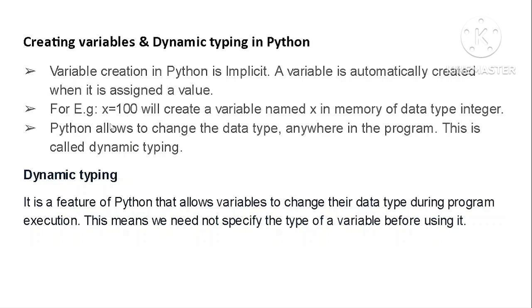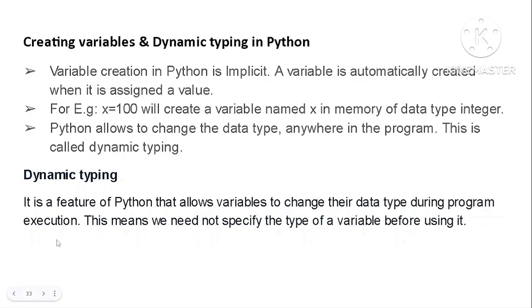But in a program, for that variable x, if you assign any other value, say for example x is equal to string 1 within quotes, then Python automatically understands that you want to change that integer to string data type and it will allow that. Whereas an error will be caused in other programming languages, but Python will allow you to change the data type. This concept is called dynamic typing. So you should know what dynamic typing is. It is a feature of Python that allows variables to change their data type during program execution.